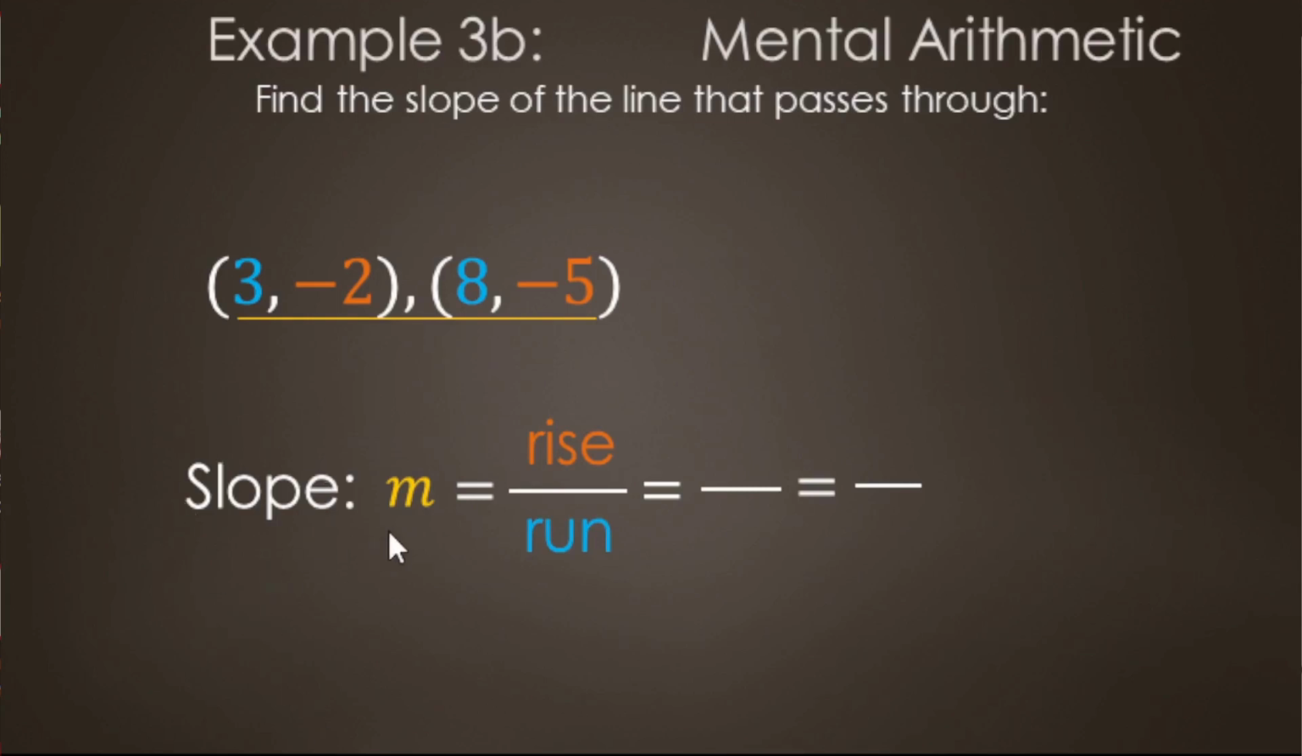So for slope, that's m from slope-intercept form. That's going to be rise over run. The rise, that's change in y's. Now this little triangle here, that's a Greek letter delta. It's translated as change in. So this literally means change in y's over change in x's.